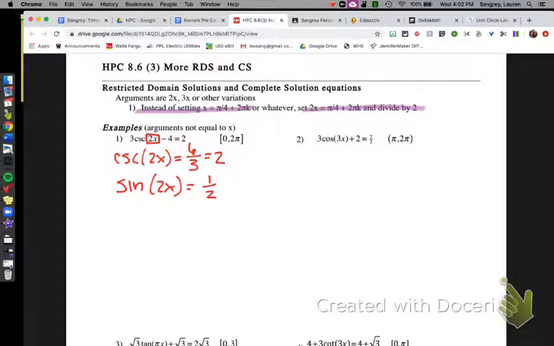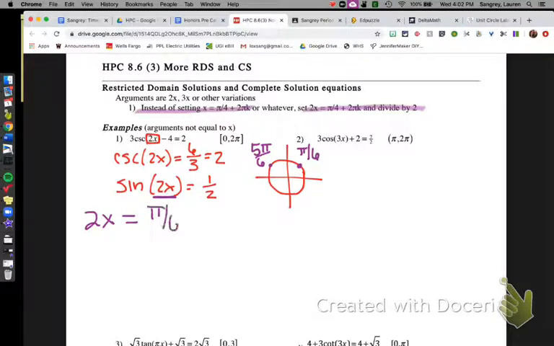So what you want to be thinking of here is, where does sine equal 1/2 on the unit circle? And that would be pi over 6 and 5 pi over 6. So what we have is 2x equals pi over 6 plus 2 pi k, and 2x equals 5 pi over 6 plus 2 pi k. Now I added 2 pi k because those unit circle values were not across from each other.